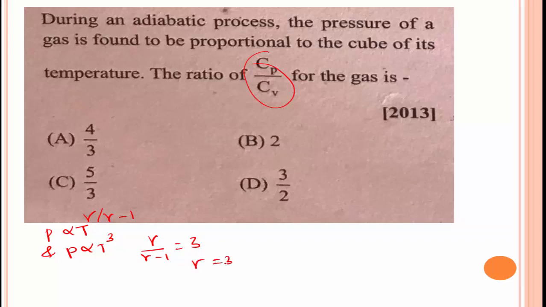Therefore, gamma is equal to 3 gamma minus 3, or minus 2 gamma is equal to minus 3. Then gamma is equal to 3 divided by 2. The ratio of specific heat capacity at constant pressure to constant volume is 3 by 2. The option D is the right answer.